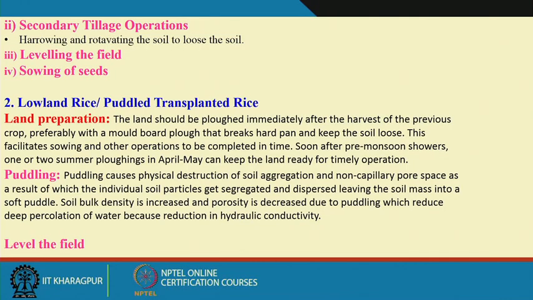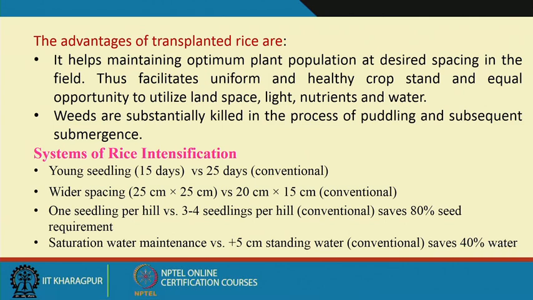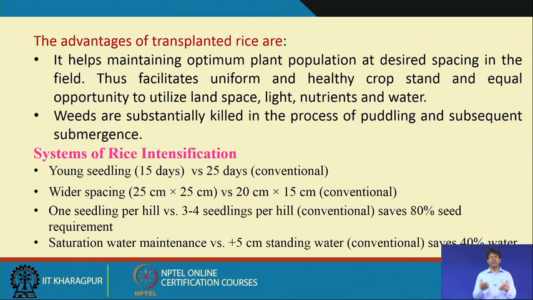So, after the puddling you can level the field and go for the planting of the rice. The advantage of transplanted rice is that it helps in maintaining optimum plant population. Unlike direct seeding, where there may be sparse populations, when we plant with uniform spacing we can maintain proper populations, and that facilitates a uniform healthy crop stand and equal opportunity to utilize space, light, nutrients and water. So, that also enhances the yield of the transplanted rice.